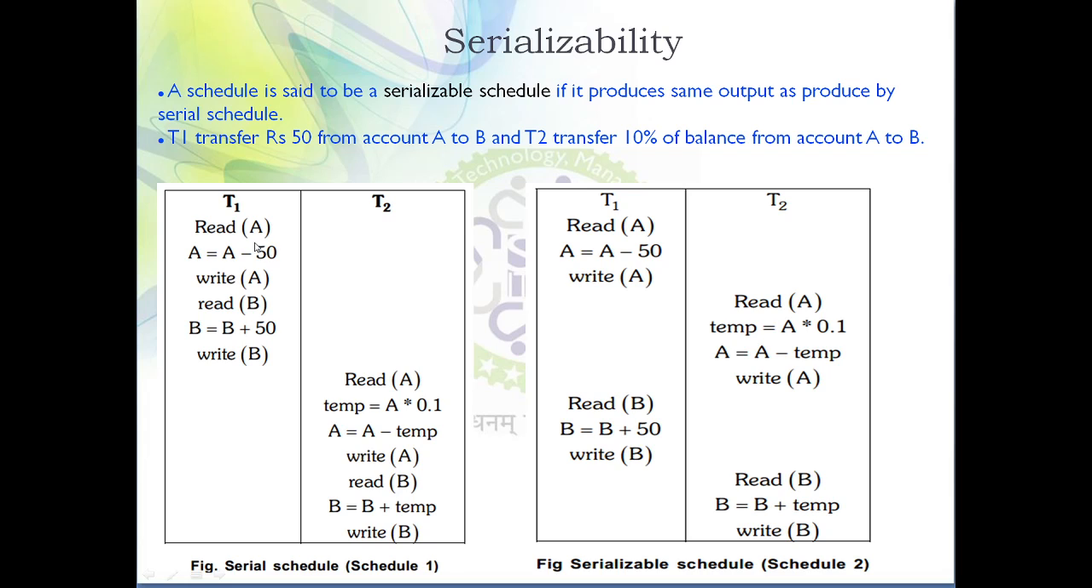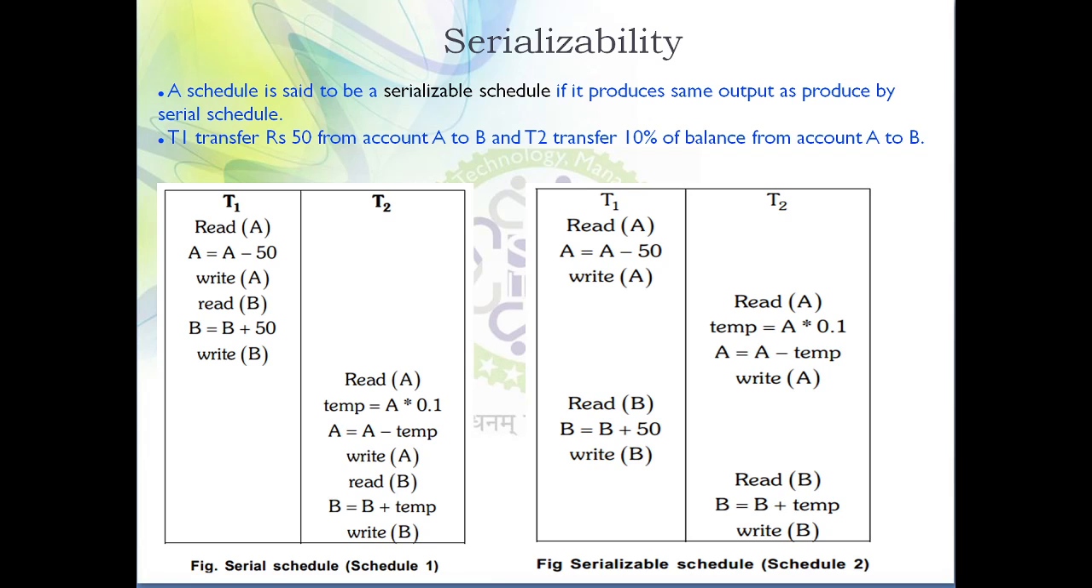So in this case you just imagine that the value of A is 100 rupees. So 100 minus 50, the new value of A is 50. Then read the value of B, again B plus 50. So just imagine again the initial value of B is 100. So 100 plus 50. So what is the new value of B? 150 is the new value for B.